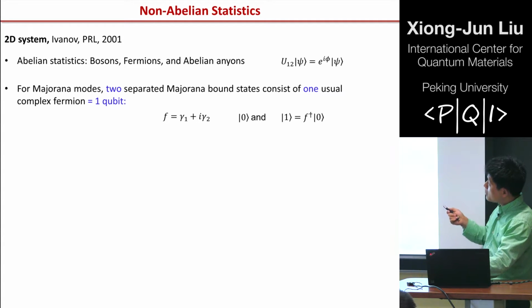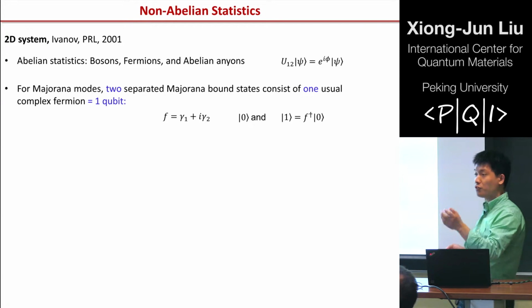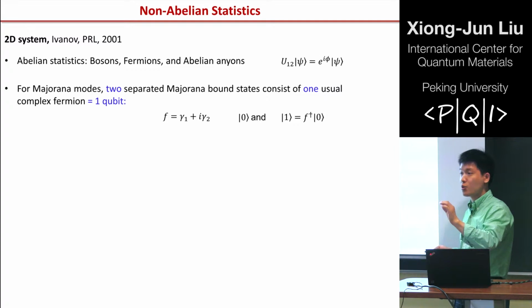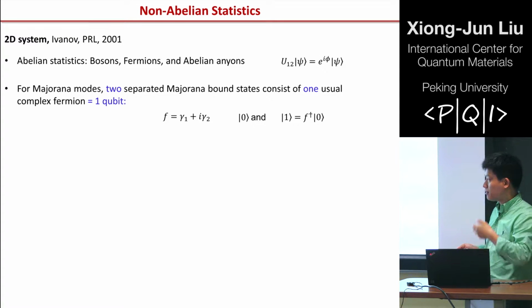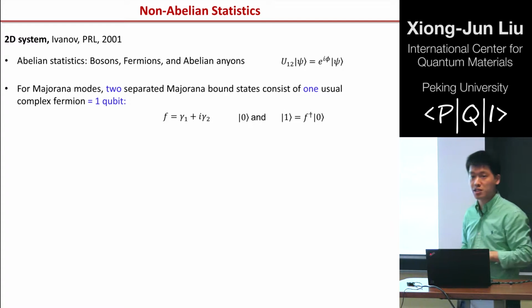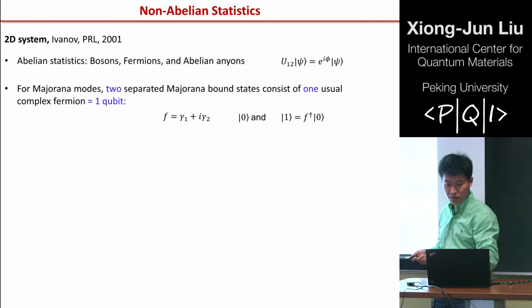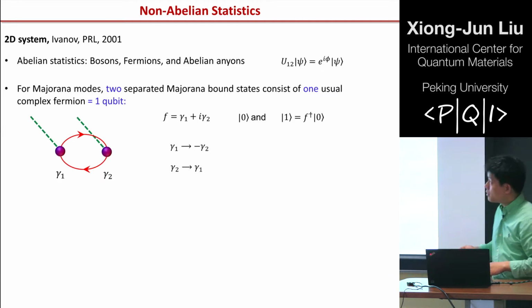Now, actually, in this case, you can say that a single Majorana fermion has an irrational quantum dimension. It's square root of 2. You don't have an integer quantum dimension for a single Majorana fermion. Actually, this is why you say that you have non-abelian statistics for the Majorana fermions. Okay. Now, the picture is quite simple.